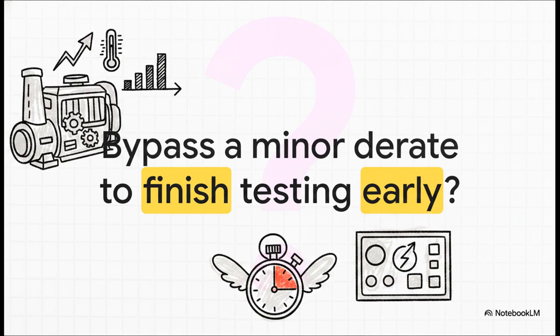Imagine you're running a routine load test on a generator. Suddenly, a minor temperature derate kicks in, and it starts slowing the engine down. It's mildly annoying, and it means you probably won't finish your testing schedule for the day. Should you go ahead and use the engine protection override to bypass that derate just to get the job done?